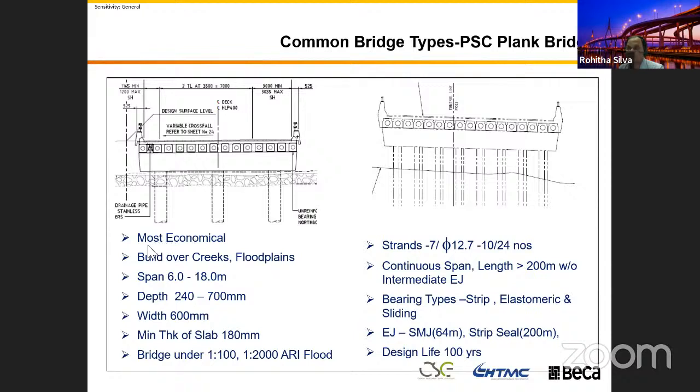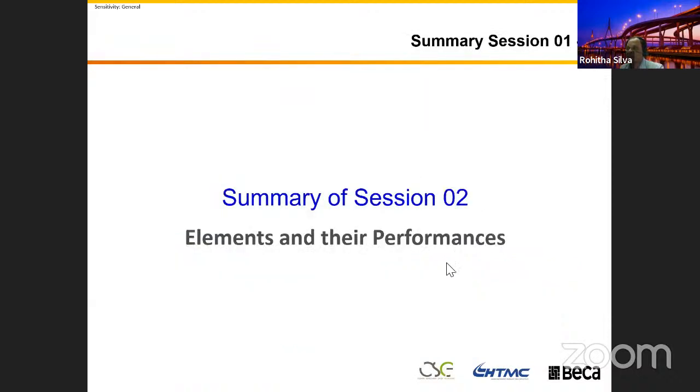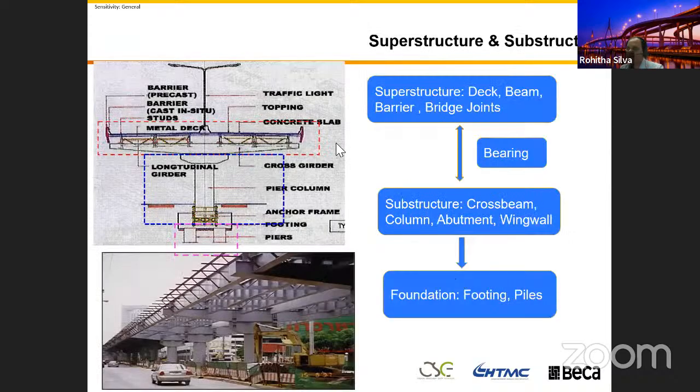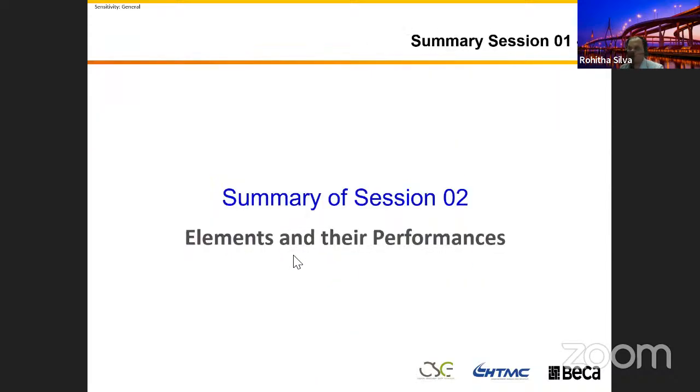I gave you the span range, the depth range, the width, the slab thickness, even the number of strands, and the dimensions of the spans, and the different bridge articulation types. Or I explained the different types of expansion joints that are going to be used. And then in session 2, we discussed elements and their performance.